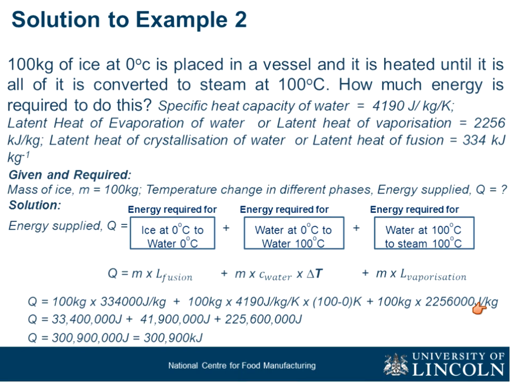All we need to do now is to use a calculator. So when you use a calculator, this multiplied, plus this, we have the total energy now to be 300,900 kilojoule. So that's how we find the amount of energy required to convert 100 kilogram of ice at 0 degrees Celsius to steam at 100 degrees Celsius.